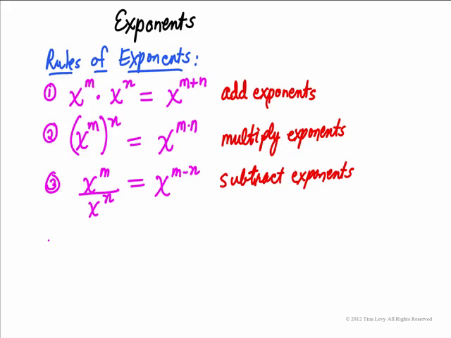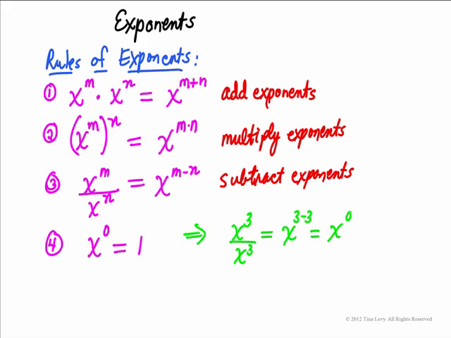Now, there are some other rules which some books call by definition. For example, x to the 0, we know that that is 1. And if we wanted a proof about why that is, if I said x cubed divided by x cubed, by this rule where we subtract exponents, this is x to the 3 minus 3, which is x to the 0. But x cubed over x cubed is just the number 1. So that's how we get that result.